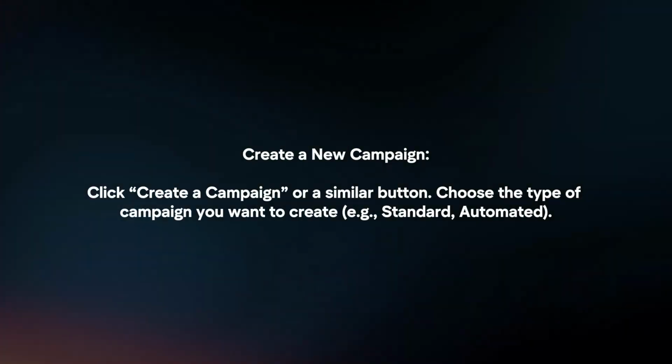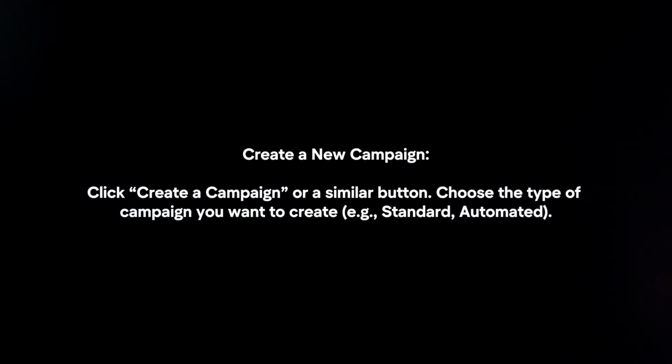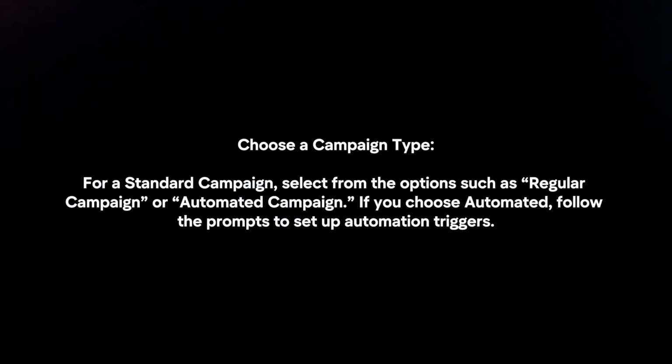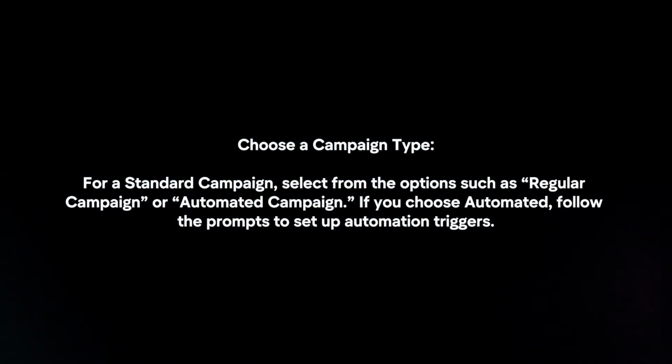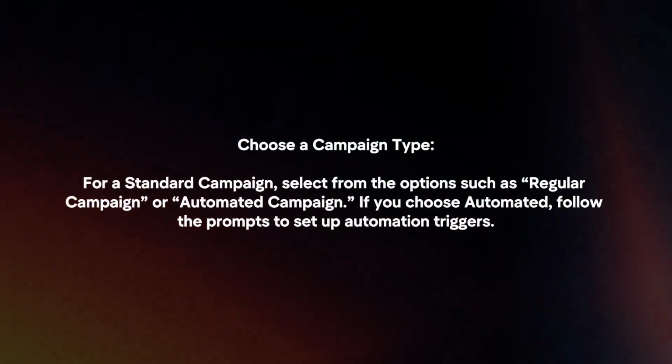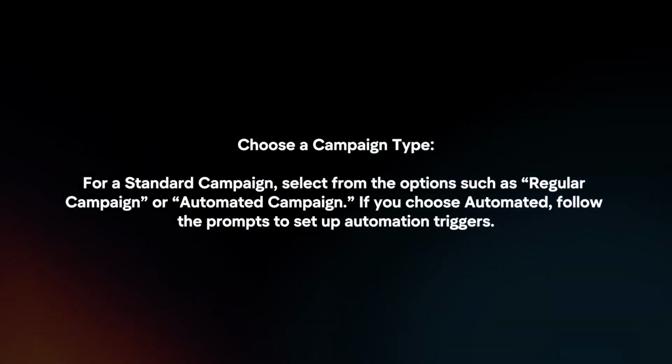Create a new campaign. Click Create a Campaign or a similar button. Choose the type of campaign you want to create. Choose a campaign type. For a standard campaign, select from the options such as regular campaign or automated campaign. If you choose automated, follow the prompts to set up automation triggers.